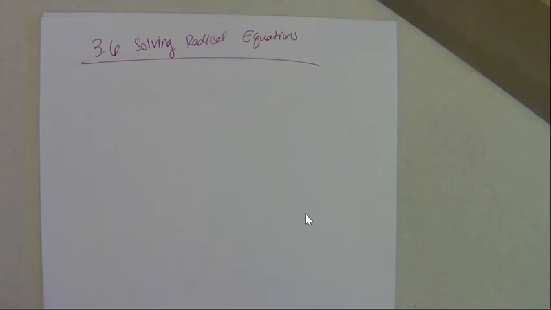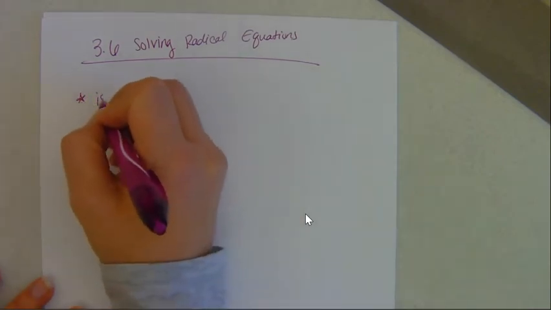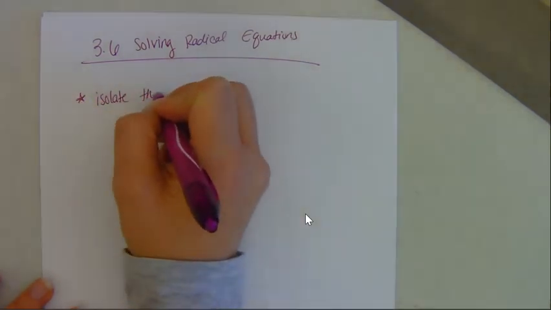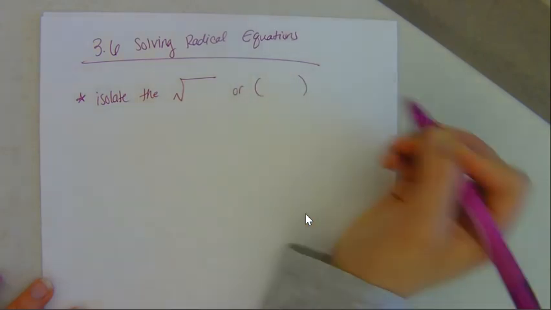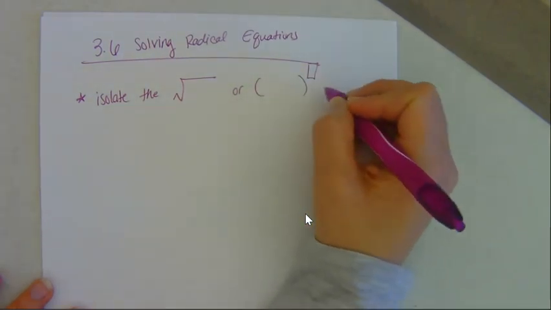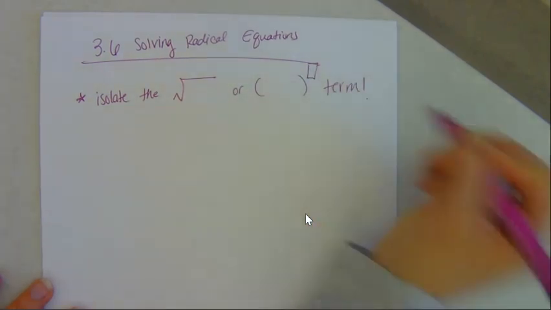So hey, we're going to talk about solving radical equations. Remember that radicals and rational exponents are kind of interchangeable. So our first step is going to be to isolate the radical or that parentheses that has that rational exponent term. So you want to get that by itself.